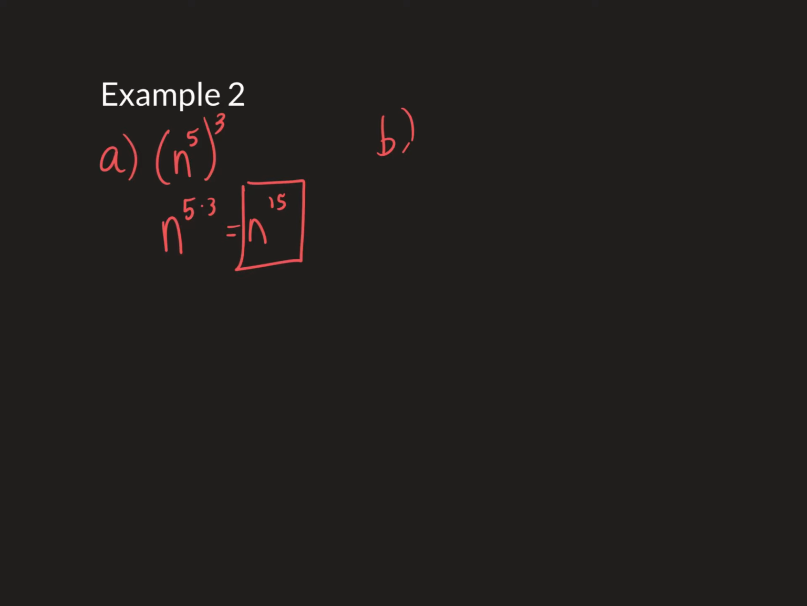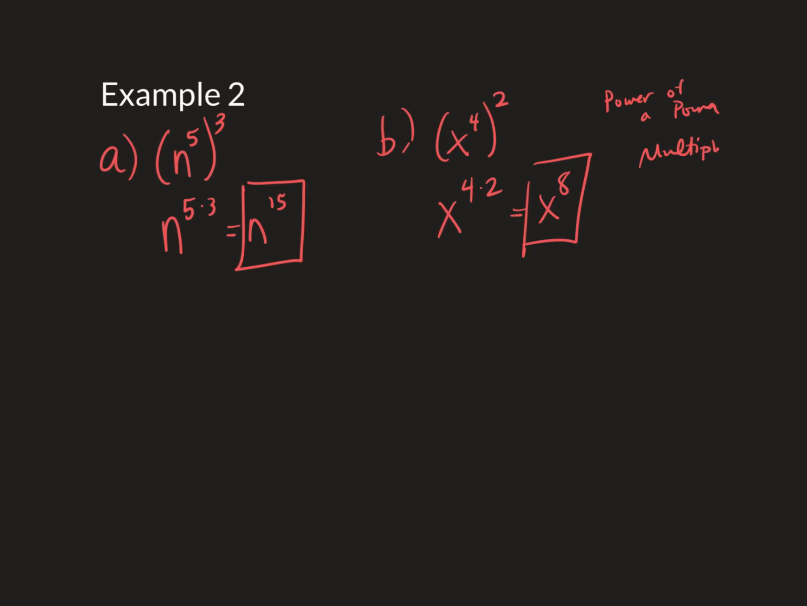For the second one, if you have a base raised to a power, and then that's raised to a power, then you multiply your exponents. x equals 4 times 2, which is x to the 8th. So when you have power of a power, multiply exponents.